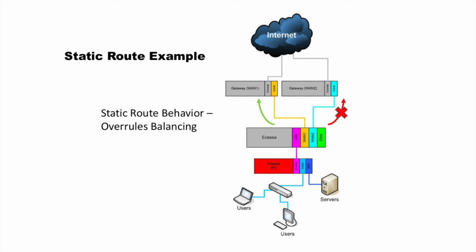Note that when we're talking about static routes, we're dealing with outbound sessions, sessions originating behind or from the Ecessa device going out. Inbound sessions will always go back out the connection they came in on and would not be subject to static routes. The equivalent of static routes for inbound traffic would be handled by the authoritative DNS functionality, which will be covered in a separate discussion.